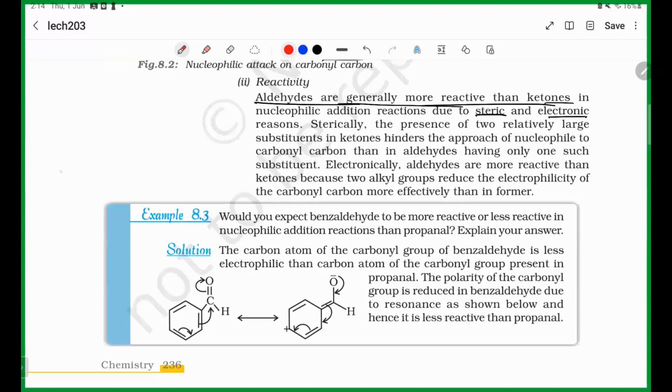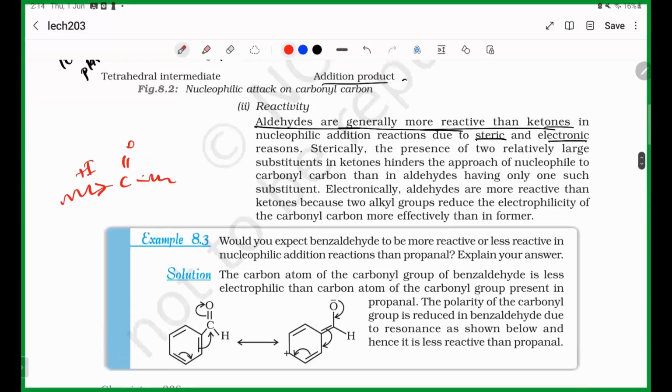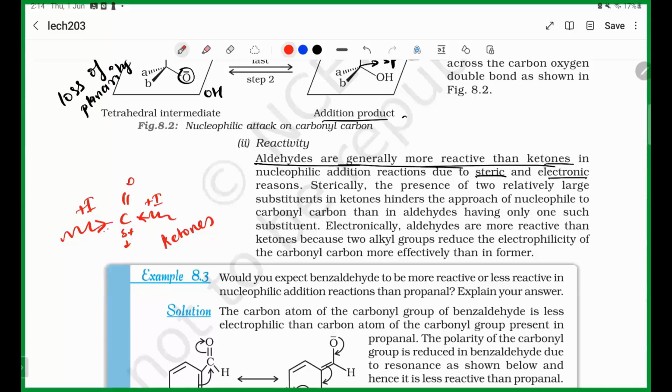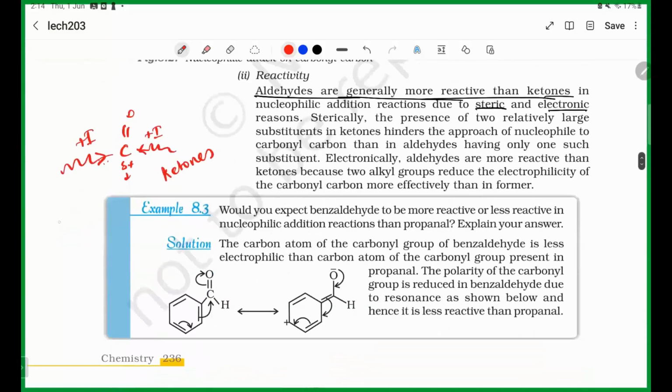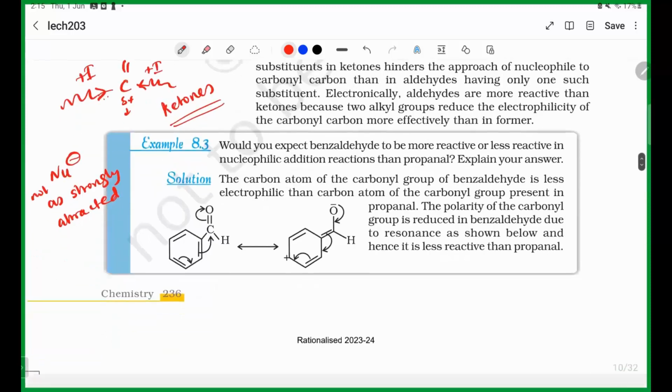The two alkyl groups here, you know that alkyl groups are plus I. So they reduce the delta plus charge here. They make it smaller because alkyl groups are electron releasing groups. So the electron density around the carbon atom is increased in ketones. Because the electron density is increased, the electrophilicity, that is how electrophilic this carbon atom is, reduces. The nucleophile is not as strongly attracted. So therefore ketones are less reactive than aldehydes. So these are the two reasons.